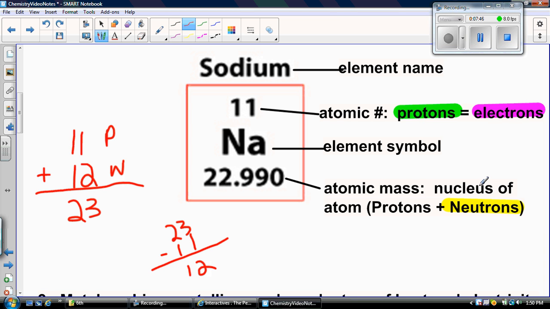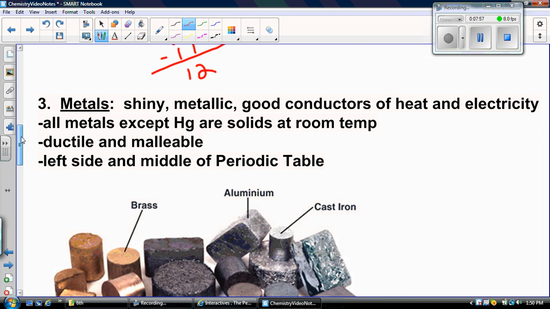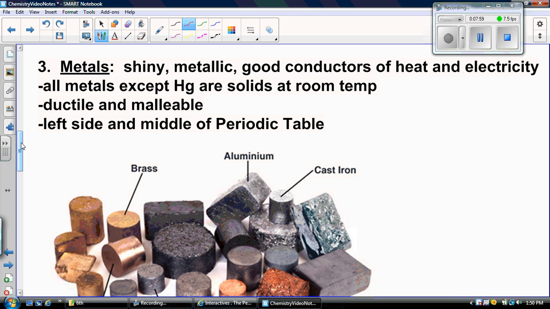So that is how, when we look at a periodic table, we can tell the number of protons, number of electrons, number of neutrons. Okay, when we look at a periodic table, we also have different ways of classing our periodic table, not just by atomic number. Elements are put into three classifications. Elements are either metals, nonmetals, or metalloids.